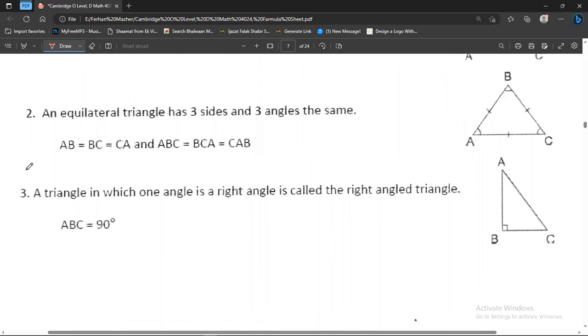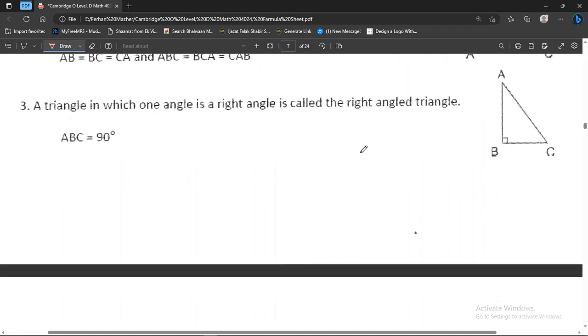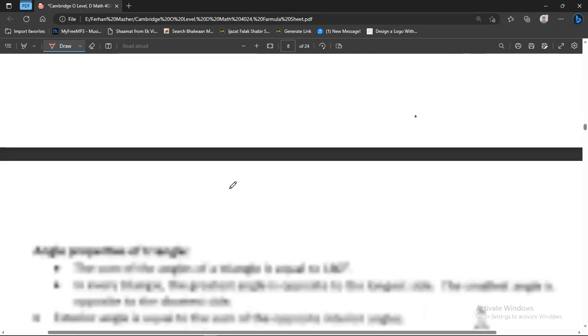An equilateral triangle has three sides and three angles the same. In an equilateral triangle, all three sides are equal to each other. This angle and this angle and this angle are equal to each other. All of them are 60 degrees. A triangle in which one angle is a right angle is called a right angled triangle. For example, if this angle is 90, then this is a right angled triangle.